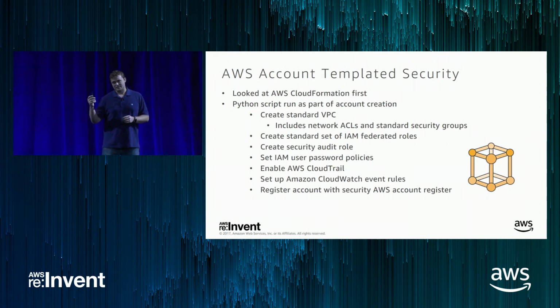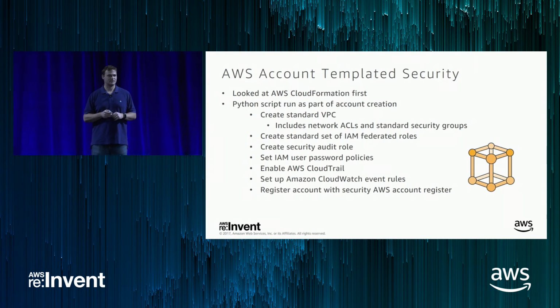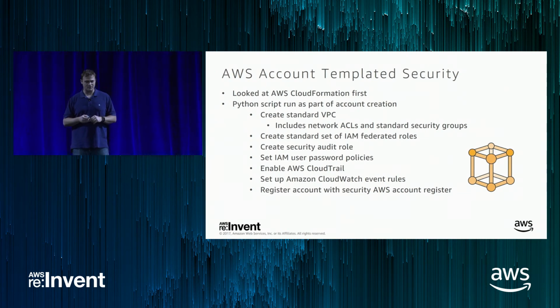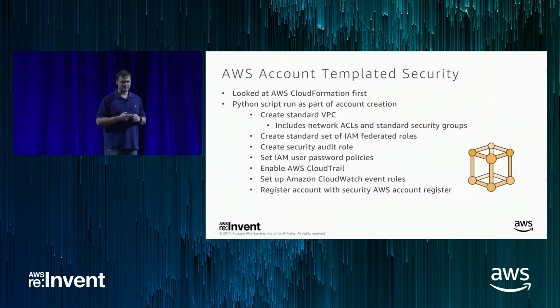Then we enable AWS CloudTrail. CloudTrail is your best friend from a security perspective when it comes to AWS. If you're not doing something with CloudTrail from a security perspective, you are doing it very wrong. Definitely enable CloudTrail and follow along with that. Then we set up Amazon CloudWatch event rules. So Amazon CloudWatch event rules allows us to kind of put some developer guardrails in place, which I'll speak to later. But that's how we enable our developers there.